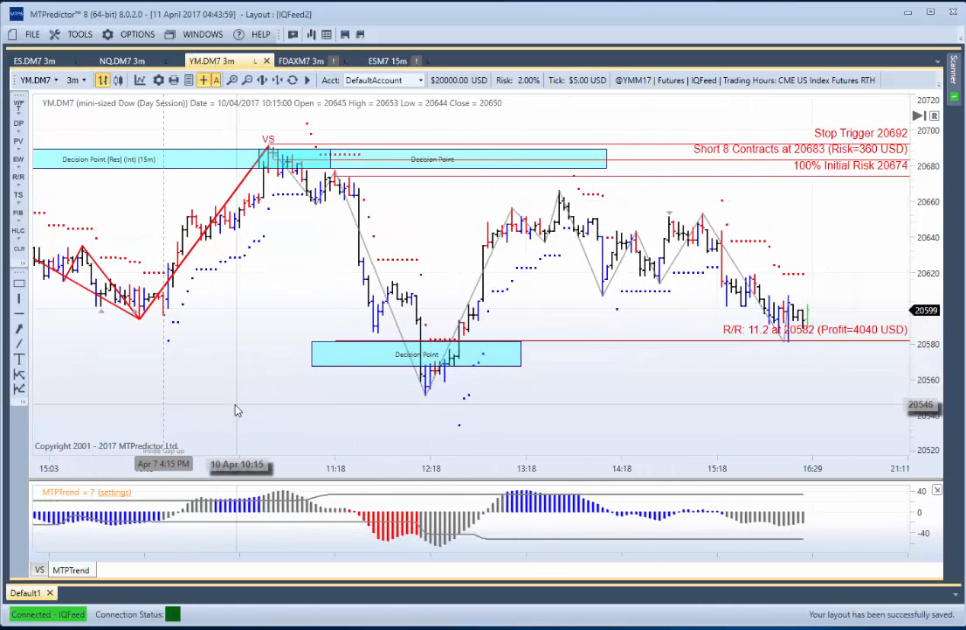So a great example of not only the MTPredictor trade setups, the VS setup is a new trade setup in MTPredictor 8, which we're looking at here. So not only the VS sell setup, but also our higher time frame DPs nailing the highs and lows of the day for you. So yet another very good day for MTPredictor yesterday.